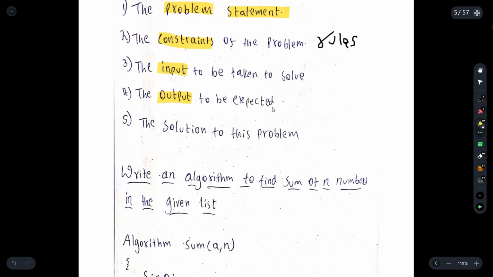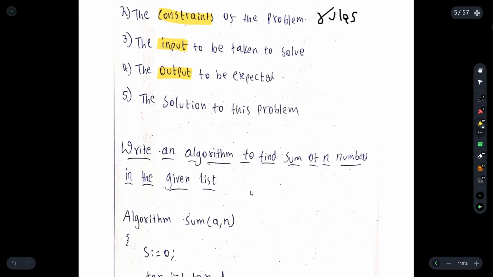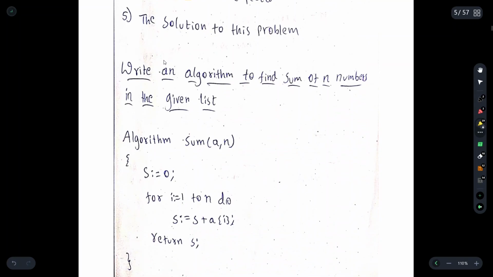So in this way we can just design an algorithm: a problem statement, the constraints of that particular problem, then the input which is to be taken, and the output which is to be expected, and also a sample solution for solving that particular problem. So, write an algorithm to find the sum of n numbers.